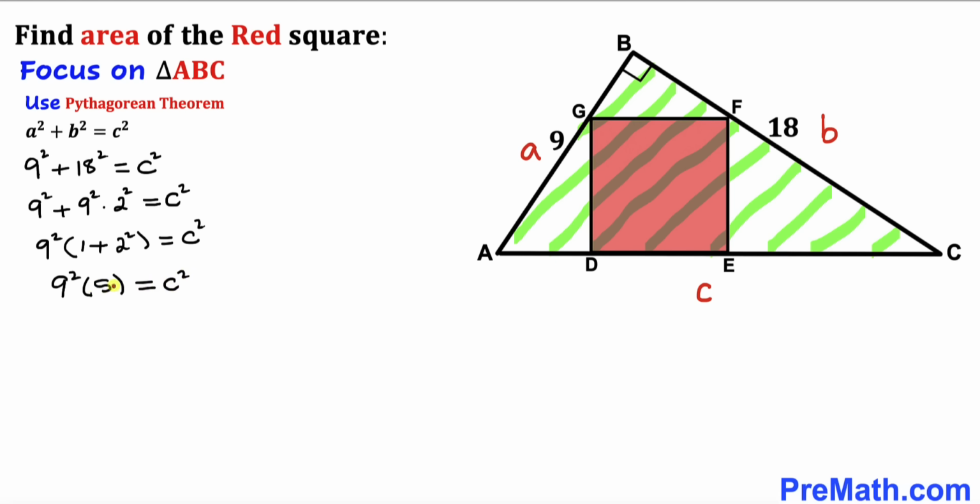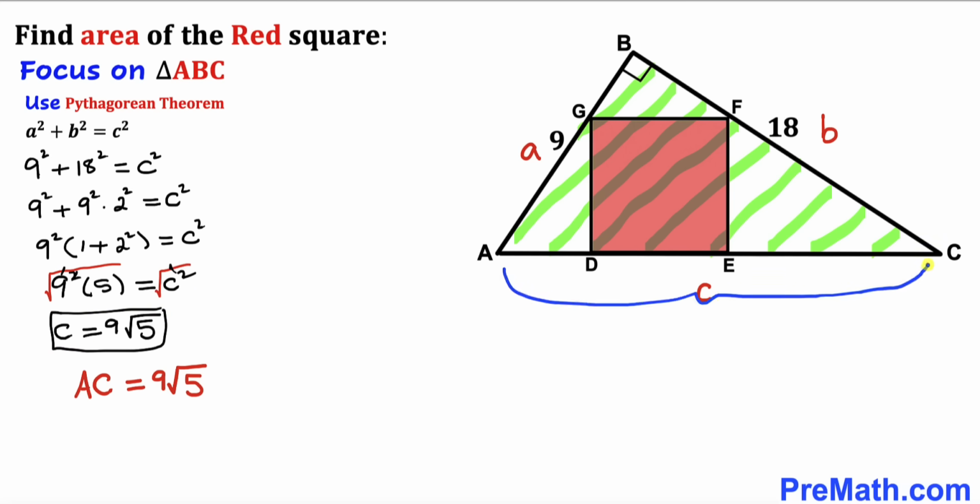Now let's undo this square. I'm going to take the square root on this side and on this side as well. And we can see the square and square root are gone. So c turns out to be equal to 9 outside times square root of 5. So this is our c value. Thus our AC length turns out to be 9 times square root of 5 units.